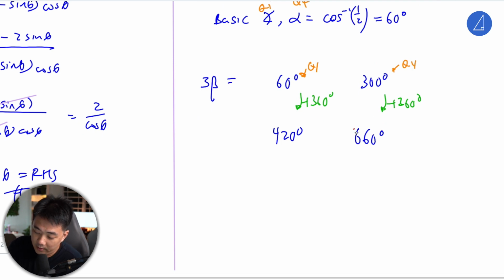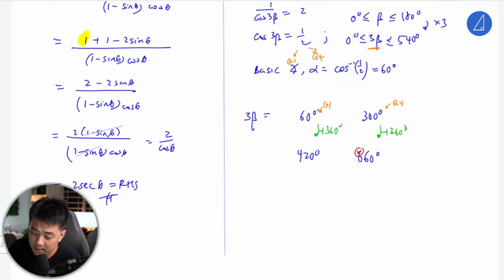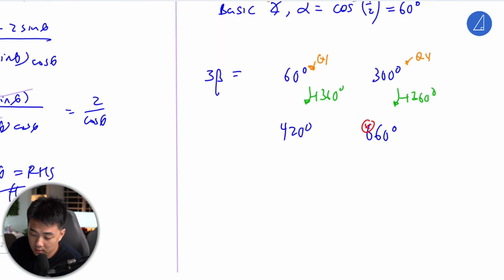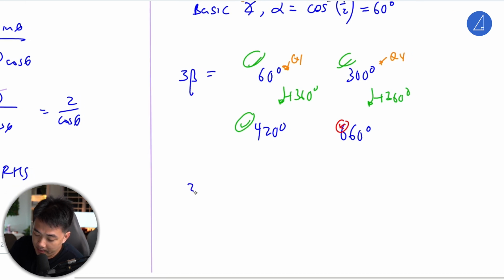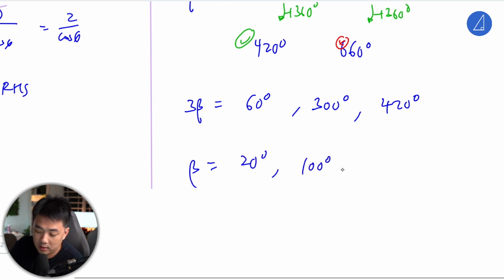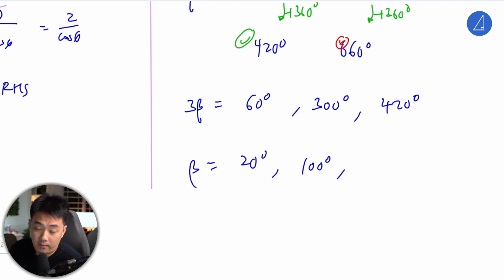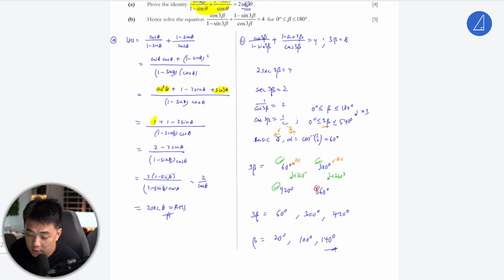You obviously reject this 660 because 3 beta is from 0 to 540, so it is not considered. So 3 beta is given by 60, 300 and 420 degrees. We divide by 3 throughout: 20 degrees, 100 degrees, and 420 divided by 3 is 140 degrees. So that's how we do this question proficiently. If you have any questions at all, please let us know and I'll see you in the next question.